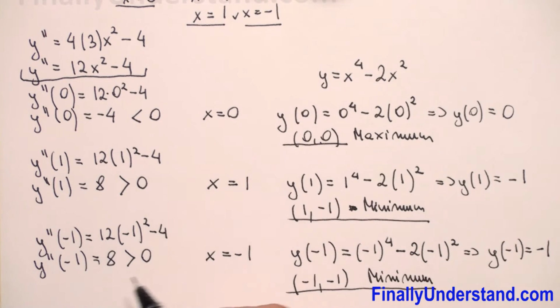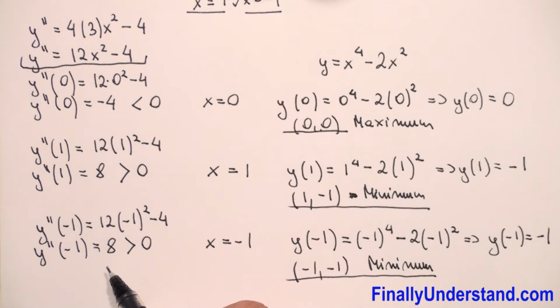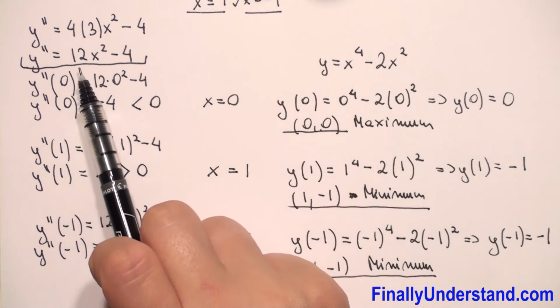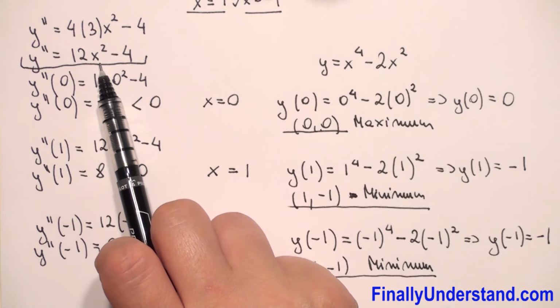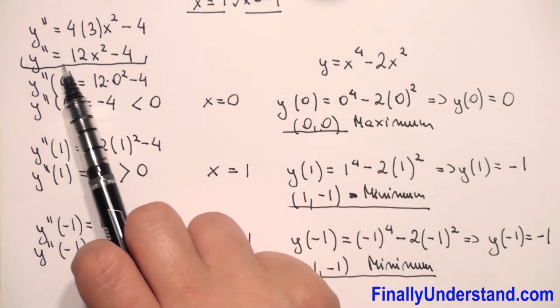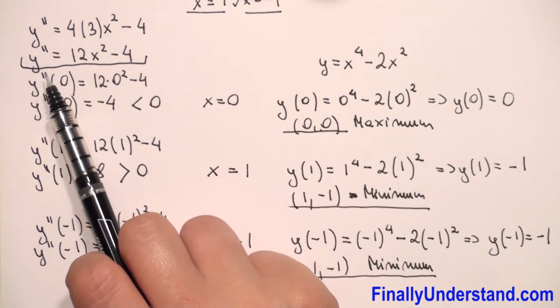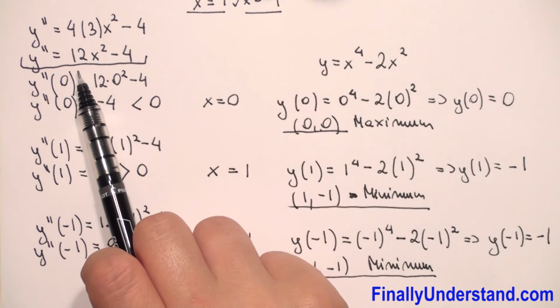Why minimum? Because the second derivative for x equals negative 1 is positive. Now we have to find if our function has inflection points. To find inflection points, we need the second derivative. We already calculated the second derivative and we have to check when this second derivative is equal to 0.